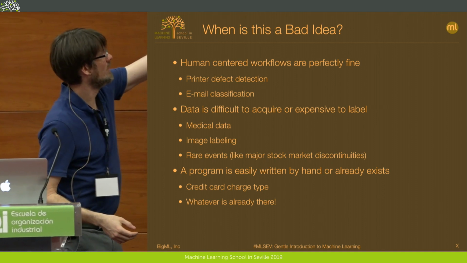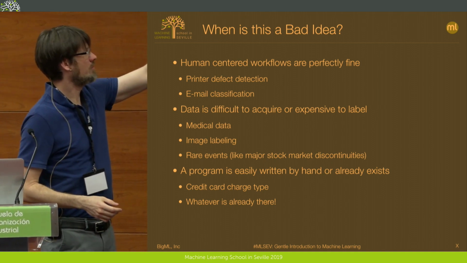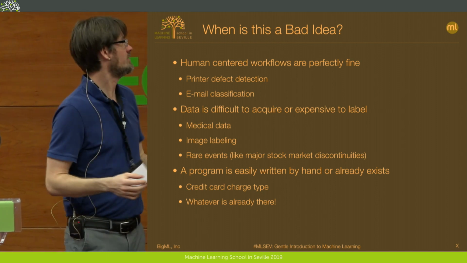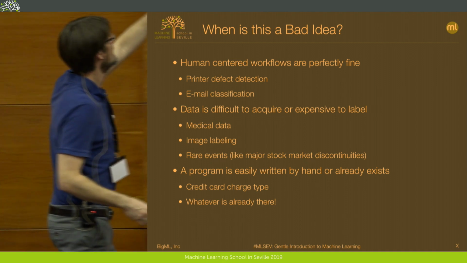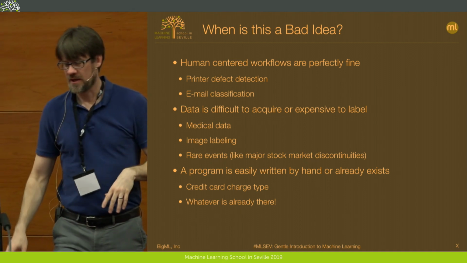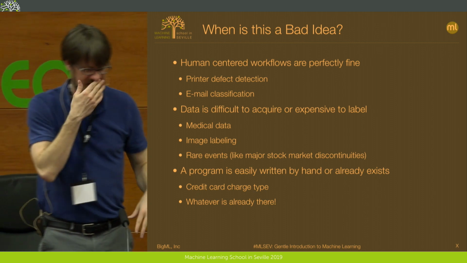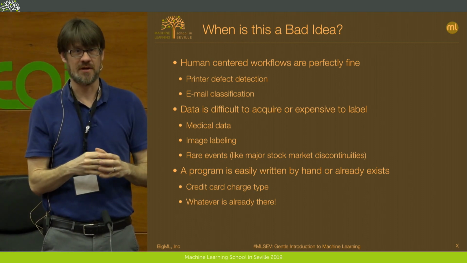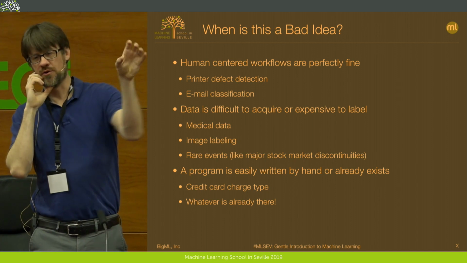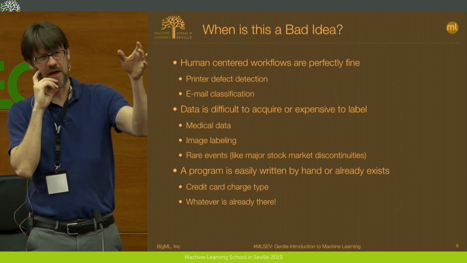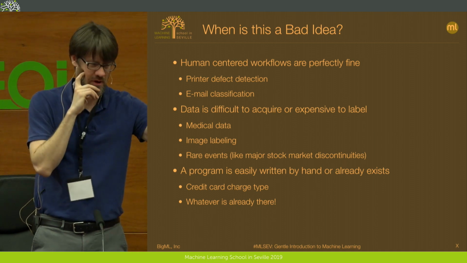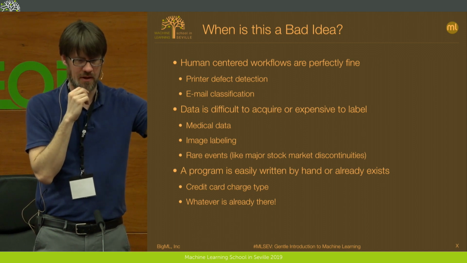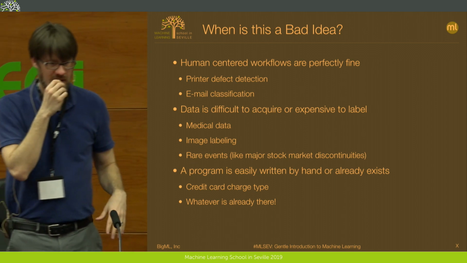So skipping down to the bottom one there, if you could easily write a program by hand, then again, there's no need for you to use machine learning. So one of our engineers at BigML has a story where he wanted to use some natural language processing to do credit card charge type classification. So he wanted to look at where you made a credit card purchase, and he wanted to decide what sort of purchase that was, whether it was a restaurant or a utility bill or groceries or what have you.